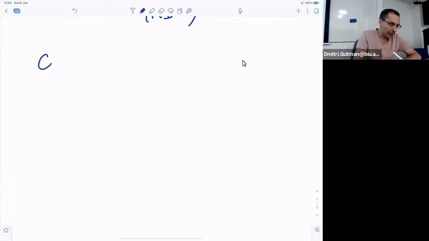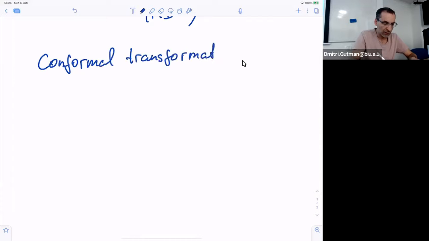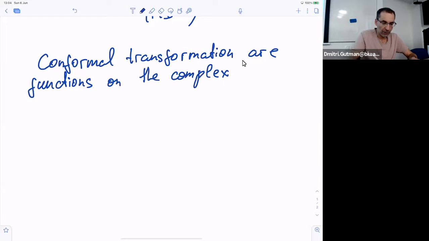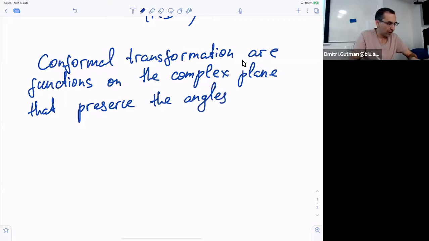Let me remind you that conformal transformations can be informally defined as functions on the complex plane that preserve the angles between curves. And I'll explain what I mean by this.